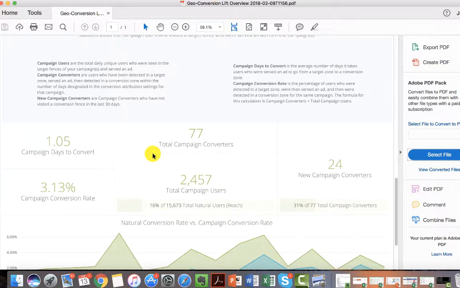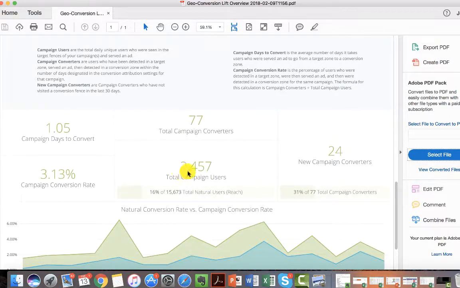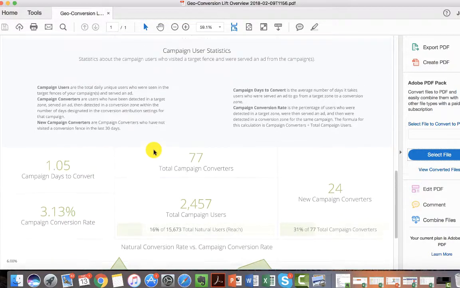Now you compare that to what we're doing from an advertising standpoint. These are the total number of campaign users, meaning the total number of individuals that have seen the ads that we've served. And this is the total number of campaign converters, both people that have seen the ads and also been to the client's location once or more than once. And when you compare that number, we're closer to a 3.13% conversion rate.